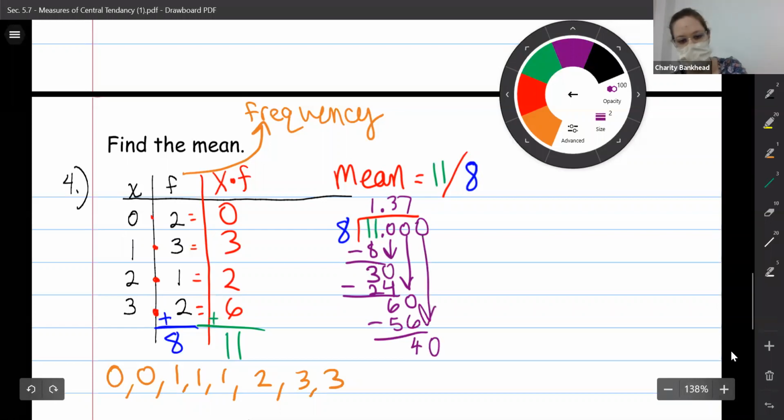Bring down another 0, and then 8 goes into 40 exactly 5 times. So the mean equals 1.378, or I'm sorry, 375.